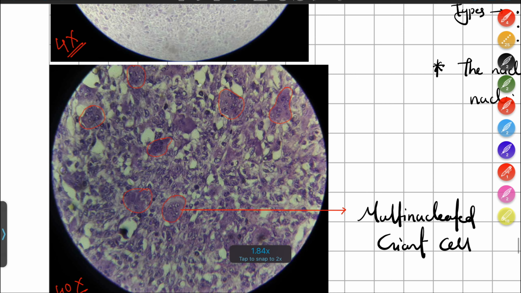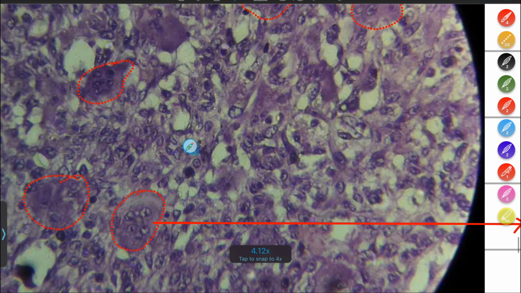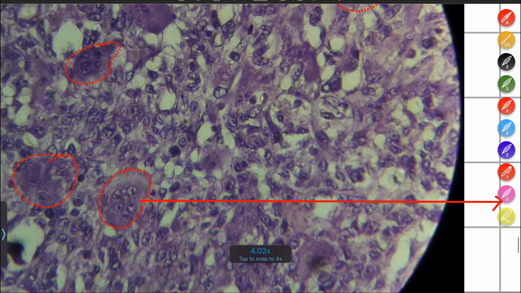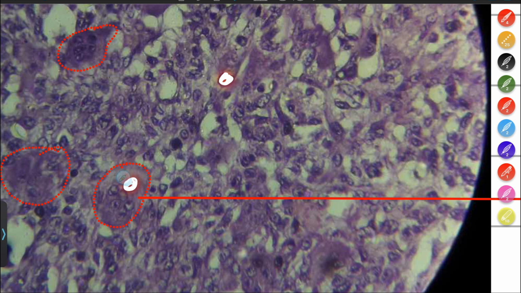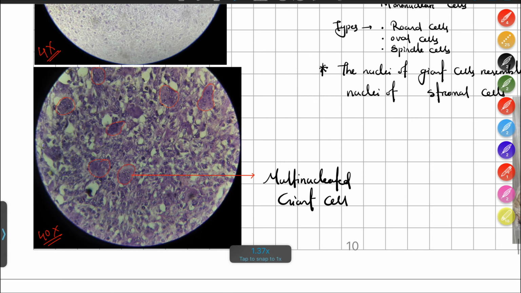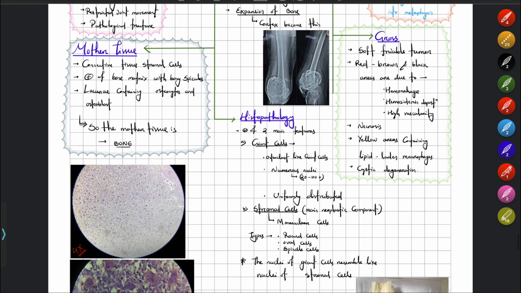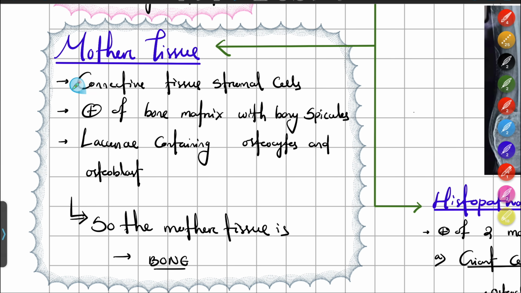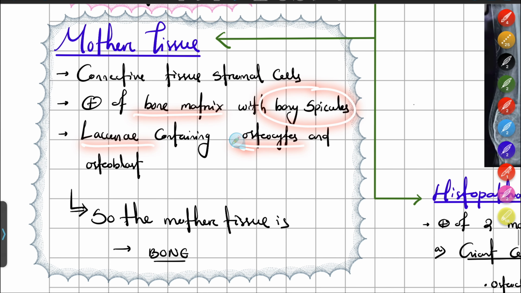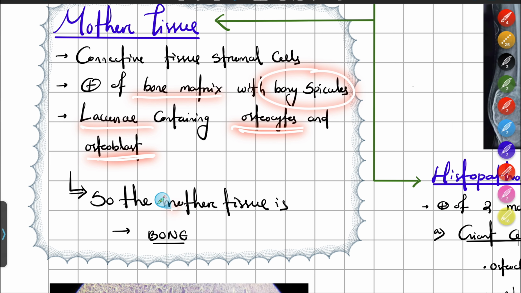In this image, you can see these are the osteoclast-like multinucleated giant cells, and these are the stromal cells. The nucleus of the stromal cells looks similar to that of the giant cells. So now let's see the mother tissue. There is connective tissue stromal cells, presence of bony matrix with bony spicules, lacunae containing osteocytes and osteoblasts. So the mother tissue is bone.